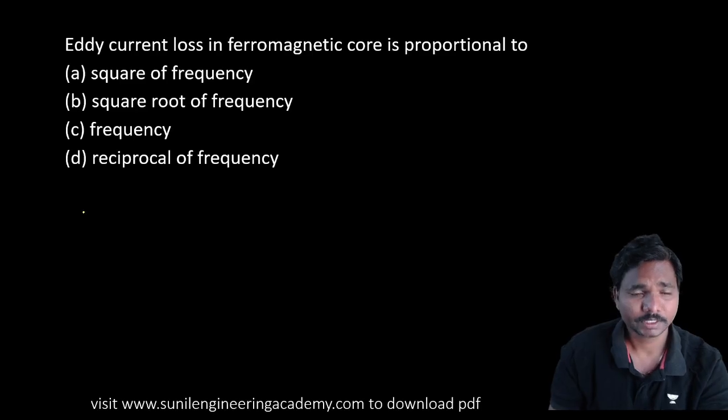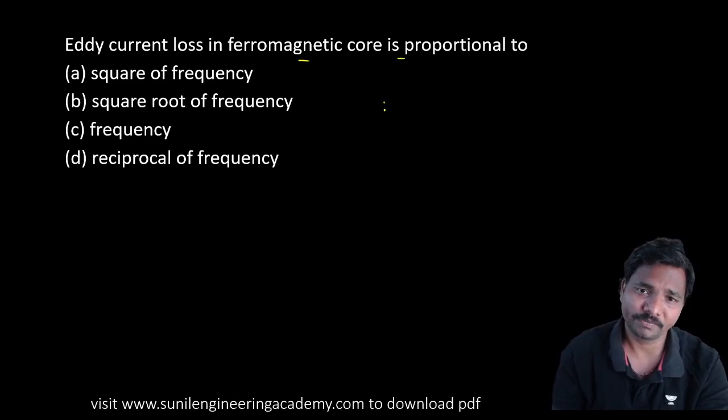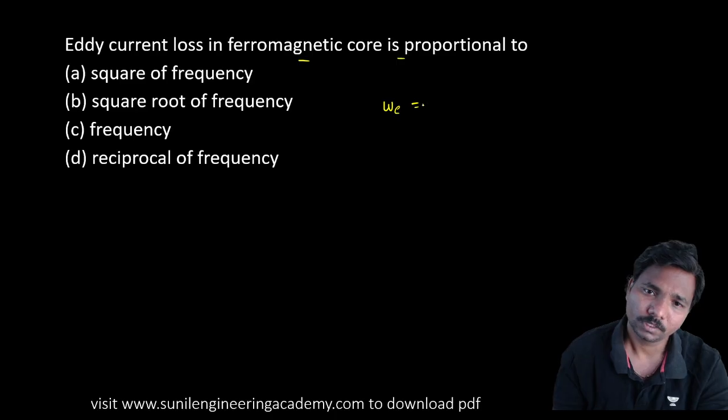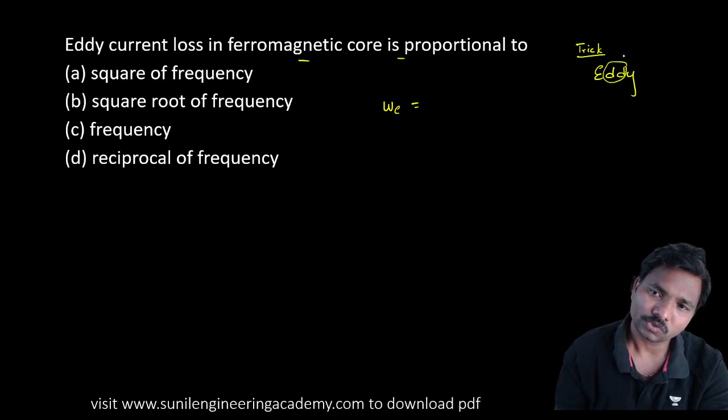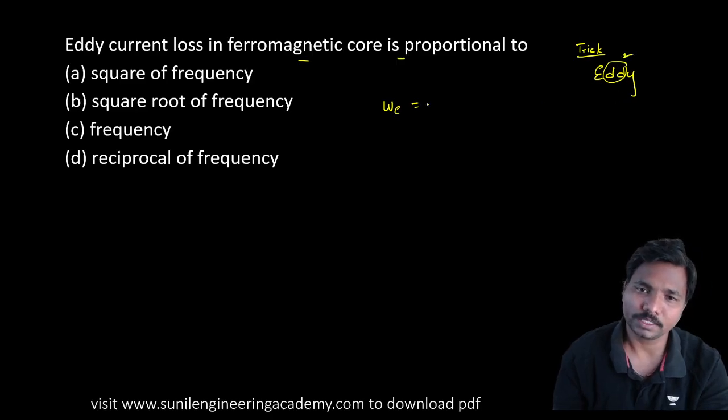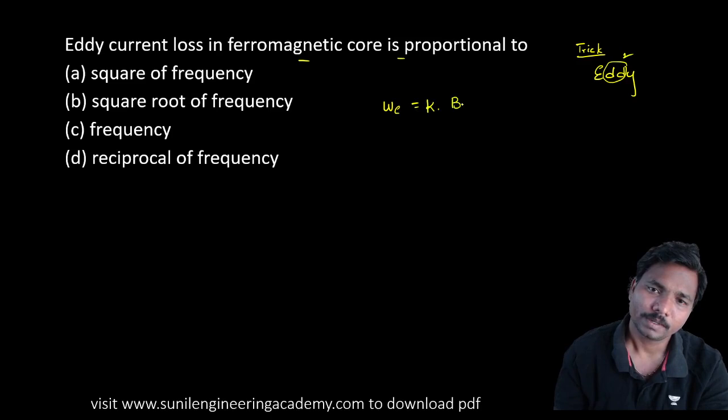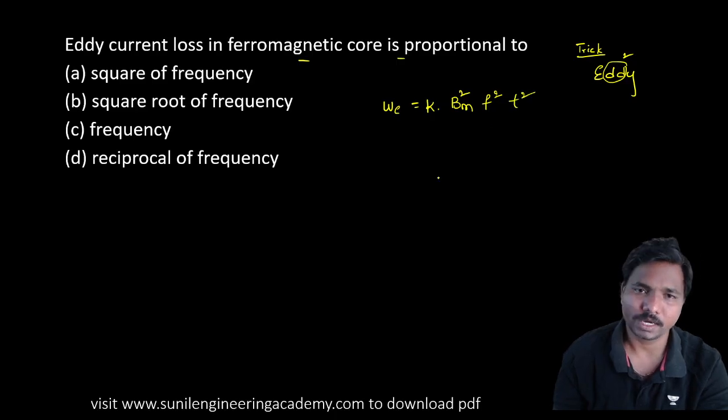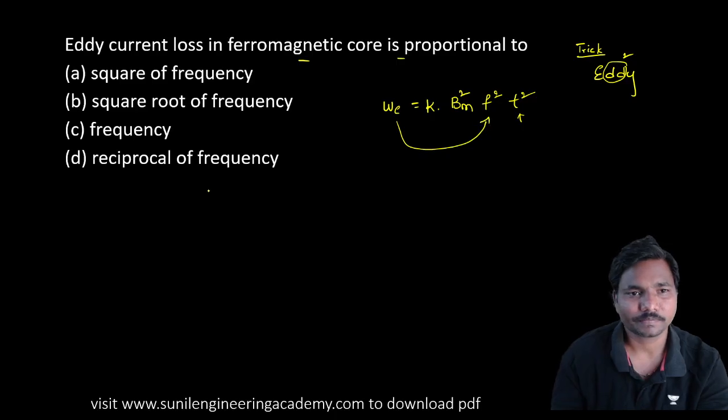The first question is this: eddy current loss in ferromagnetic core is proportional to dash. In the previous session, I have already given the eddy current trick. All the terms are in square: B max square, F square, T square, where T is the thickness of lamination. So it is proportional to the square of frequency.